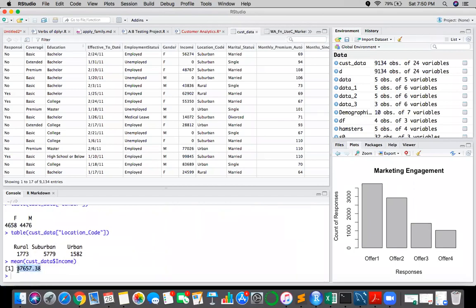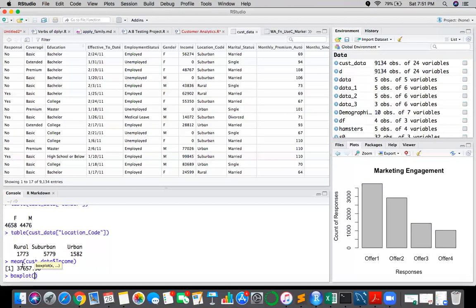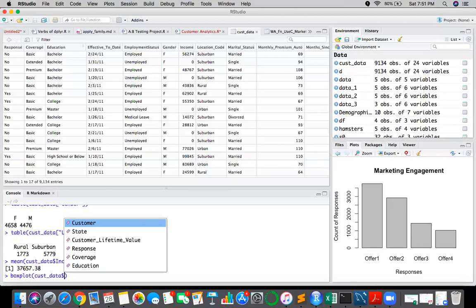Okay, the mean is huge. So what we can do is plot the data set. We can see whether we have any outliers or not. That will help us understand whether the mean actually stands this high or we have outliers that are making our mean very high. So let's plot income.